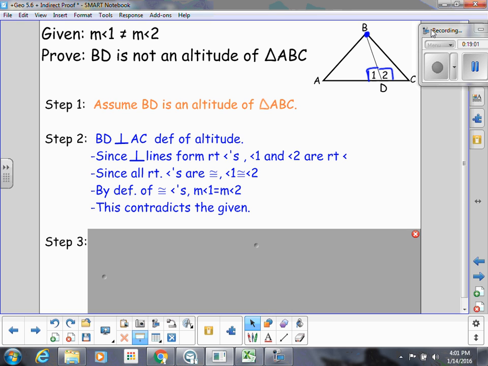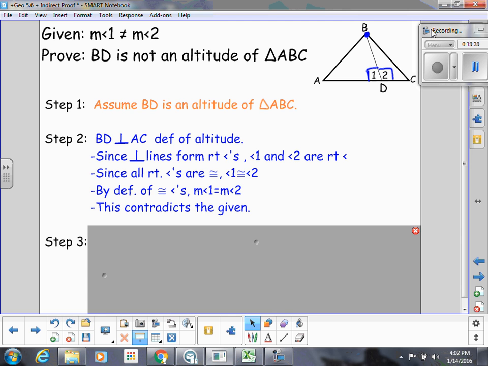So we just write that up. BD is perpendicular to AC, by the definition of altitude. And since perpendicular lines form 4 right angles, and angle 1 and angle 2 are right angles, then we know that angle 1 and angle 2 are congruent, since all right angles are congruent. Then by the definition of congruent angles, the measure of angle 1 equals the measure of angle 2. You notice how we're switching from congruent to equals, and this contradicts the given. So here's another style of writing that up.